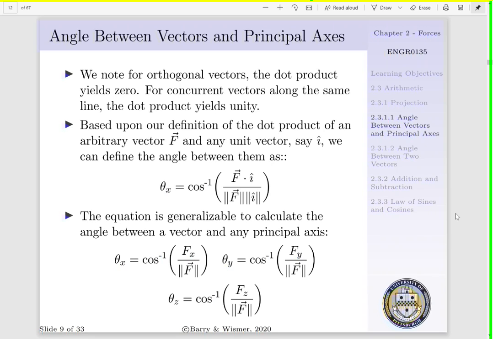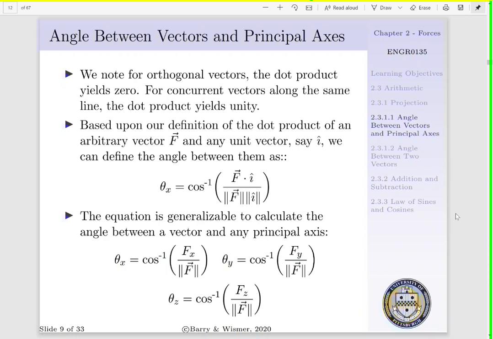Now, based upon our definition of the dot product, we can say for an arbitrary vector f and any unit vector, in this instance we're going to pick i hat, that we can define the angle between them, theta sub x, as equal to cosine inverse of f dot i per the magnitude of f per the magnitude of i. f dot i is just the proportion of f existing in the x direction. The magnitude of f times the magnitude of i is simply the magnitude of f, for the magnitude of i is equal to unity.